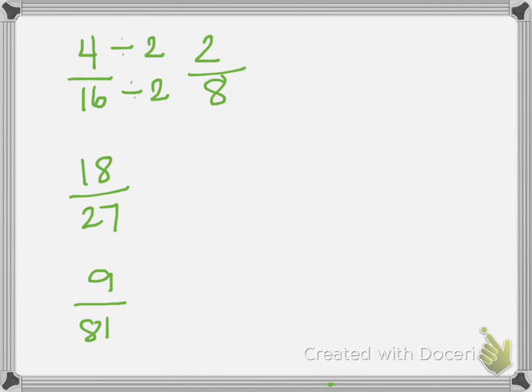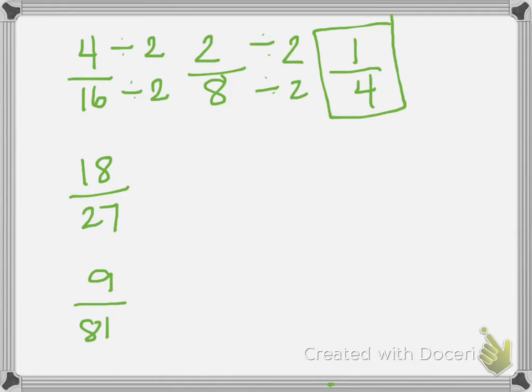To figure out if 2/8 is in the simplest form, again, I'm going to ask myself, is there anything I can count by? And because 2 is even and 8 is even, both of those are divisible by 2. 2 divided by 2 is 1, and 8 divided by 2 is 4. Anytime you get 1, you can't simplify down anymore, so 1/4 is my final answer.